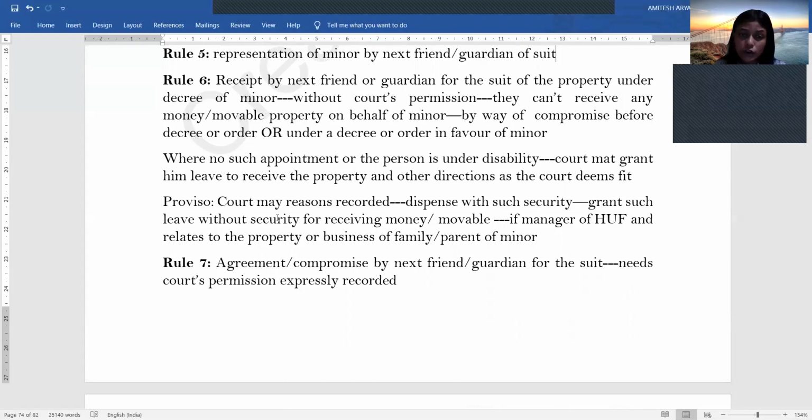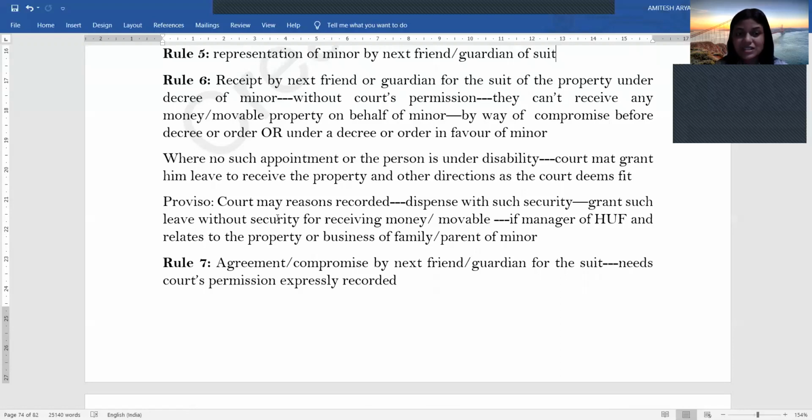Now, the court may also record reasons why it is dispensing with security and why it is allowing it to do so, etc. However, in cases if there is a manager of a Hindu undivided family and the particular property is relating to property or business of the family or the parent of the minor, in those cases the court allows.